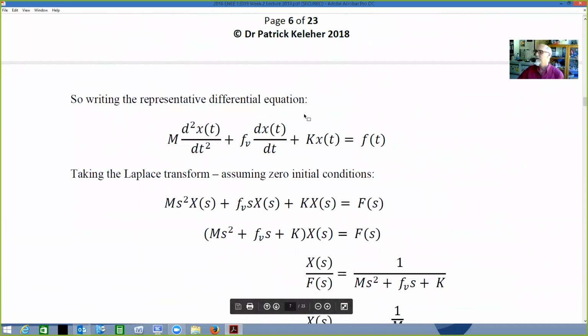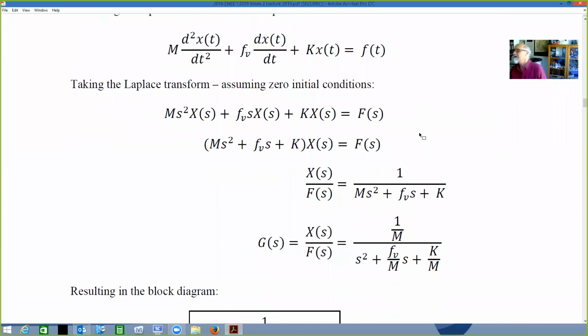We can write down our representative differential equation. Again, it's a second order equation. You can see we've got a squared term there. There's our individual spring, damper, and our mass, which has to equal the overall force. So taking a Laplace transform, assuming zero initial conditions. Otherwise, we have to put in those initial conditions.